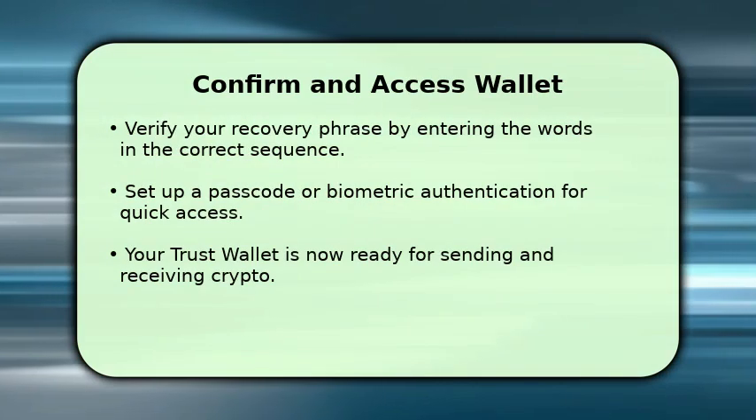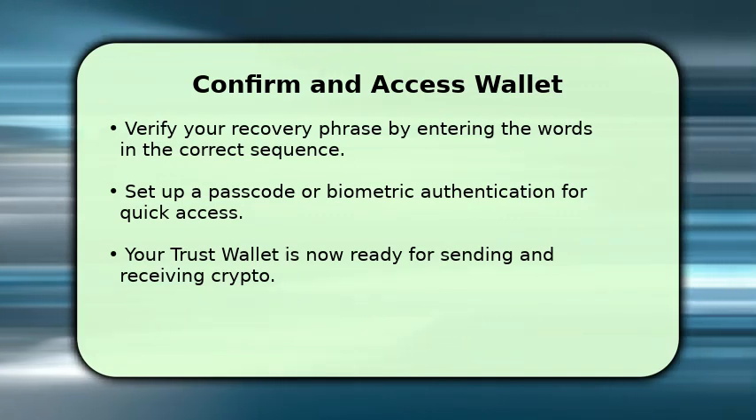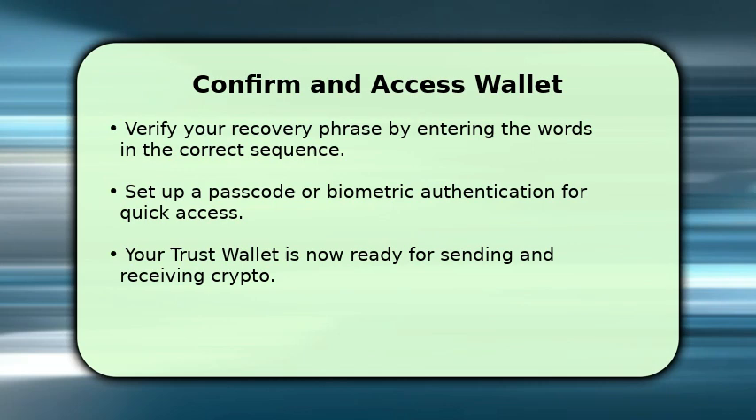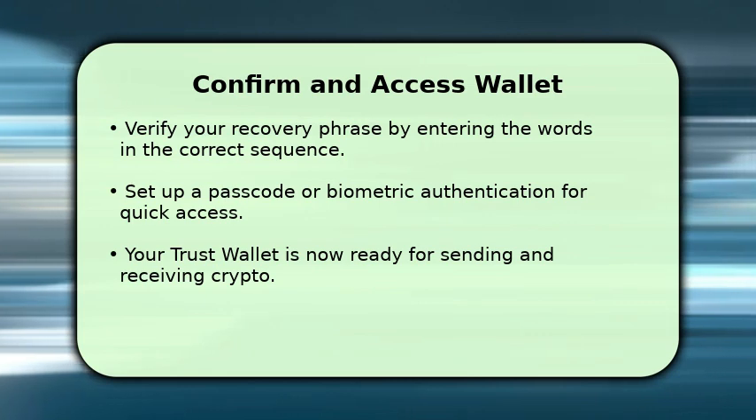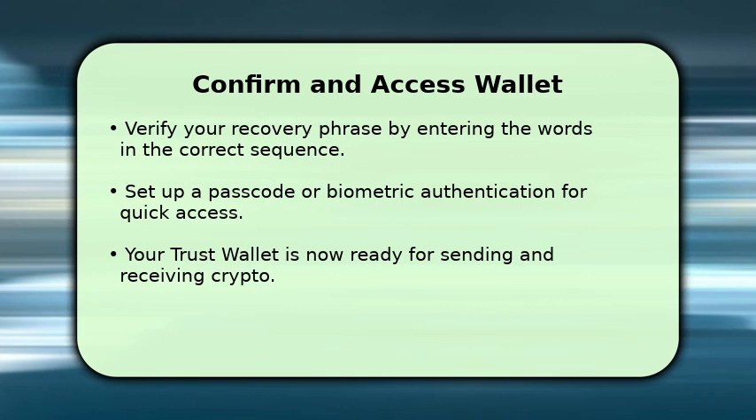After writing down your recovery phrase, the app will ask you to confirm it by entering the words in the exact sequence. This step ensures you have recorded it correctly. Once confirmed, you can set up a passcode or enable biometric authentication, like fingerprint or Face ID, for convenient and secure access. Your Trust Wallet is now successfully created and ready for you to send and receive various cryptocurrencies.